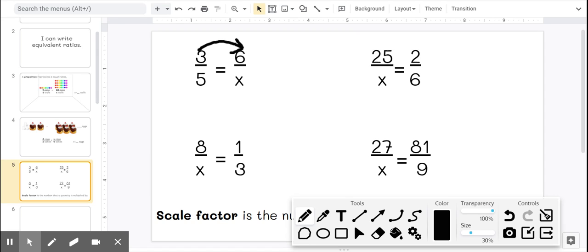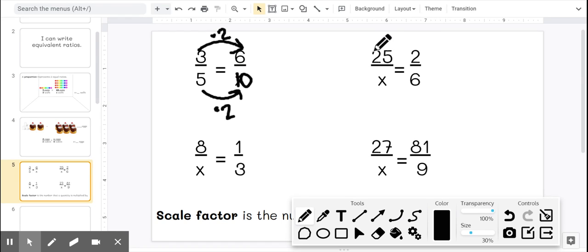3 times 2 is 6. And we're going to do the same thing to the other side, whether the side is the left and right or the top and the bottom. So we're going to multiply by 2 down here as well. And 5 times 2 is 10.